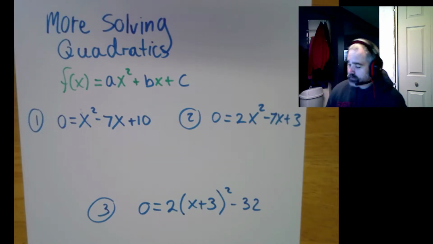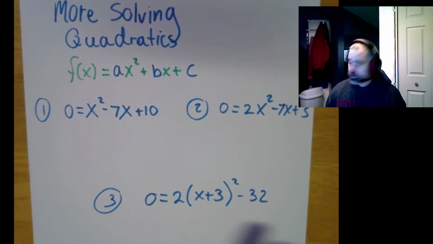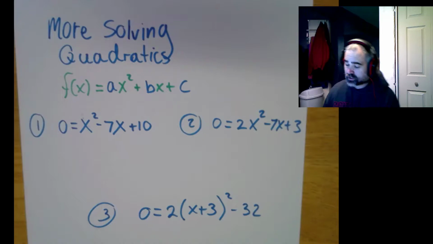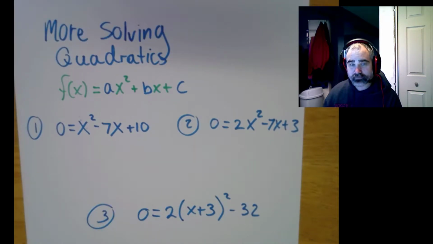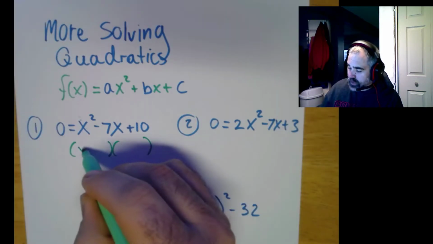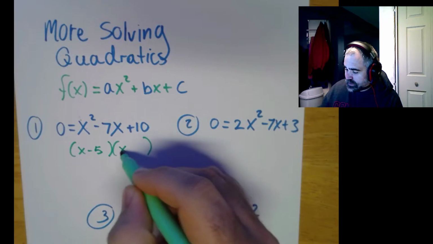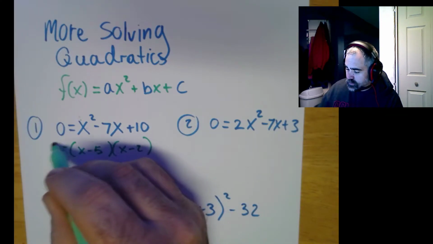All right, great. Glad you're back. Hopefully you guys did a good job on this. So the strategy for number 1 and number 2 is to factor both of these. Number 1 is the easy kind of factoring because there's no number next to x squared. So if you factor it, you should have ended up with x minus 5 and x minus 2 equals 0.